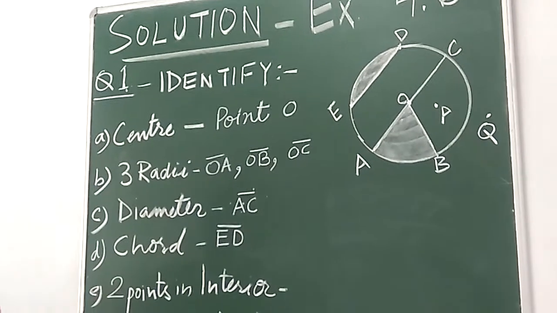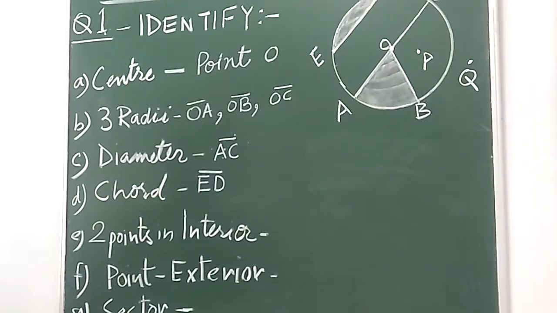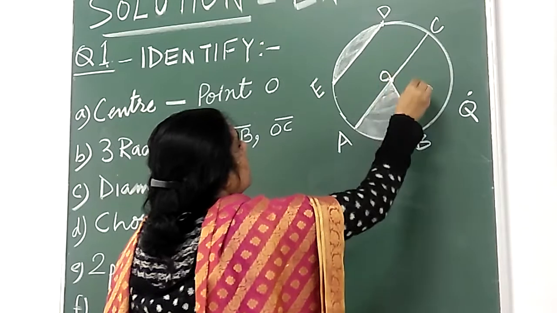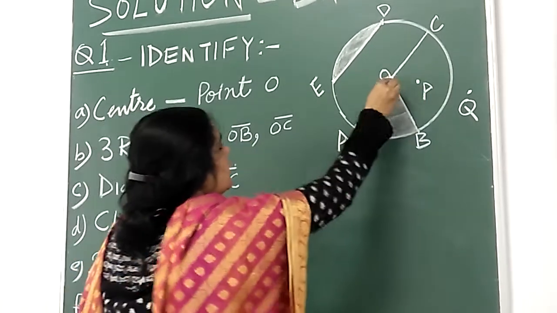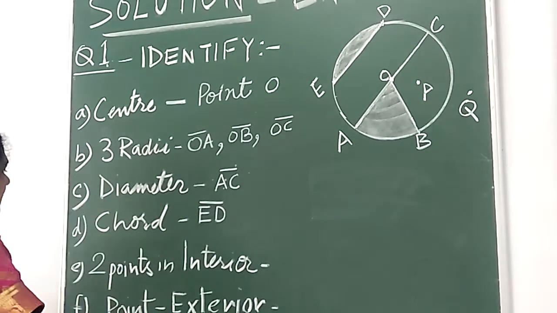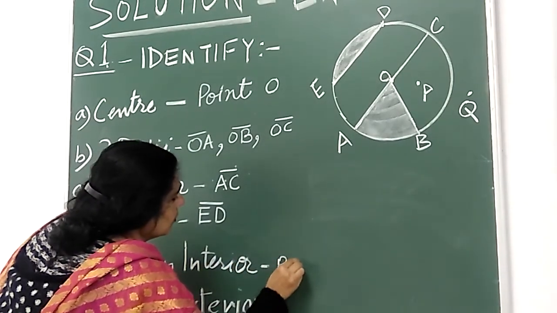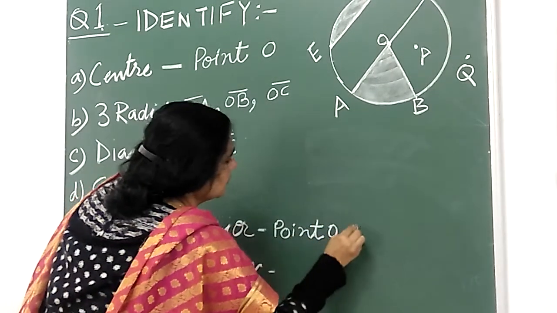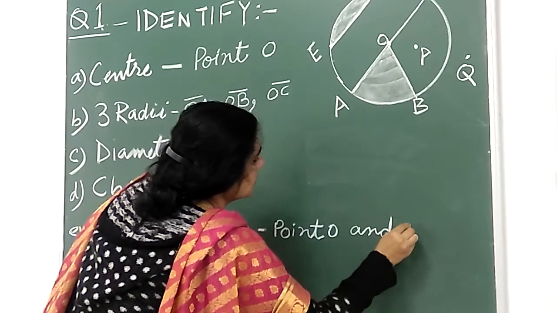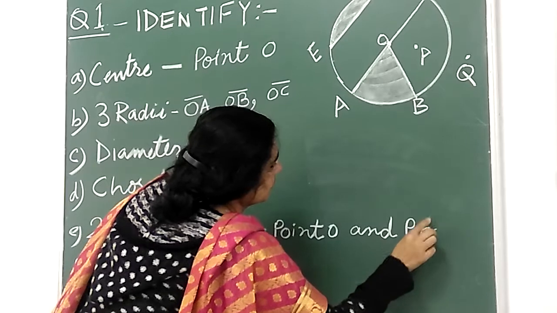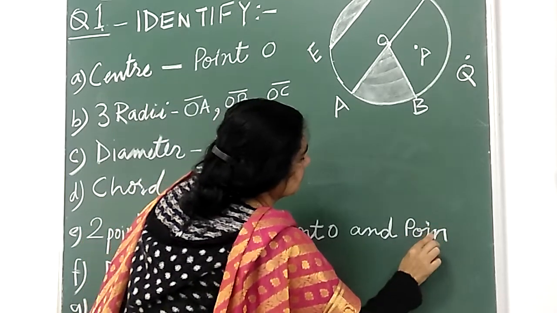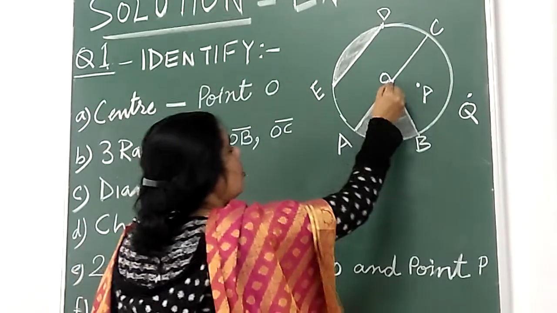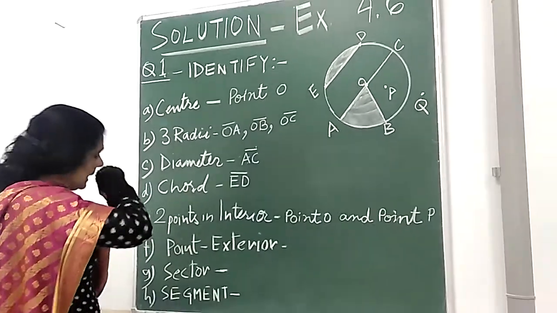ED is a chord. Now, 2 points in interior. Now see, this part is interior part. So, 1 point O and 1 point P. These 2 points are in the interior. So, we can write point O and point P. These are in the interior.